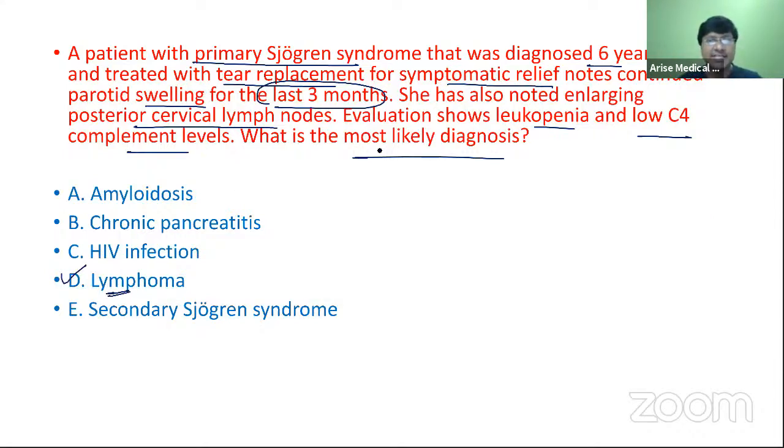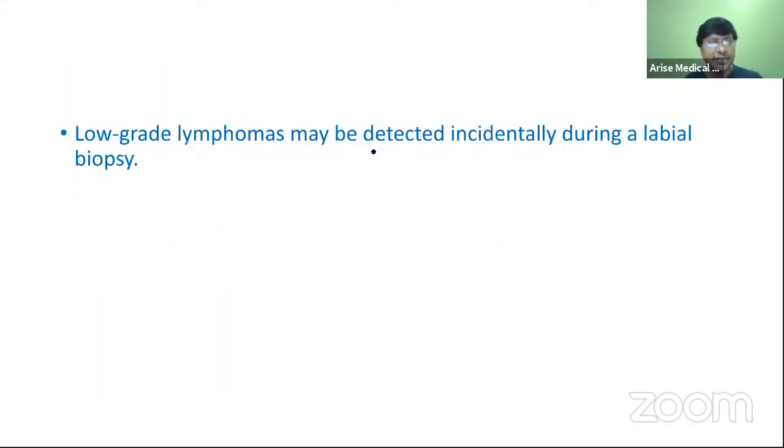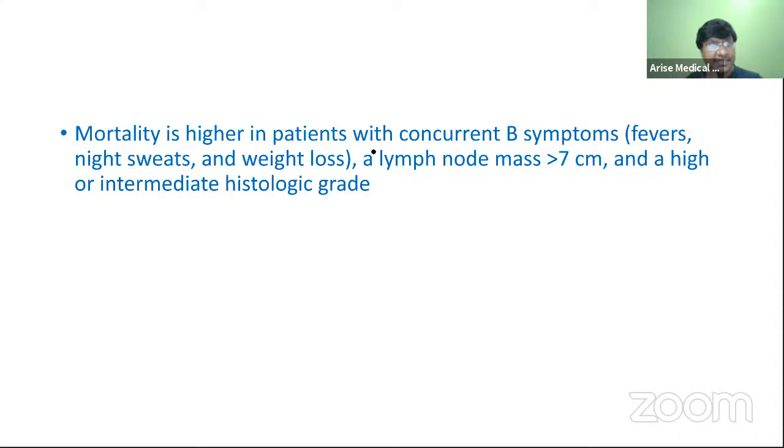The posterior cervical lymph node enlargement she is having is mainly due to the development of lymphoma. In patients with Sjogren syndrome with associated lymphoma, the mortality rate is very high with concurrent B symptoms. What are B symptoms? Presence of fever, night sweats, weight loss. These are your B symptoms. So the mortality rate is very high in patients with concurrent B symptoms.